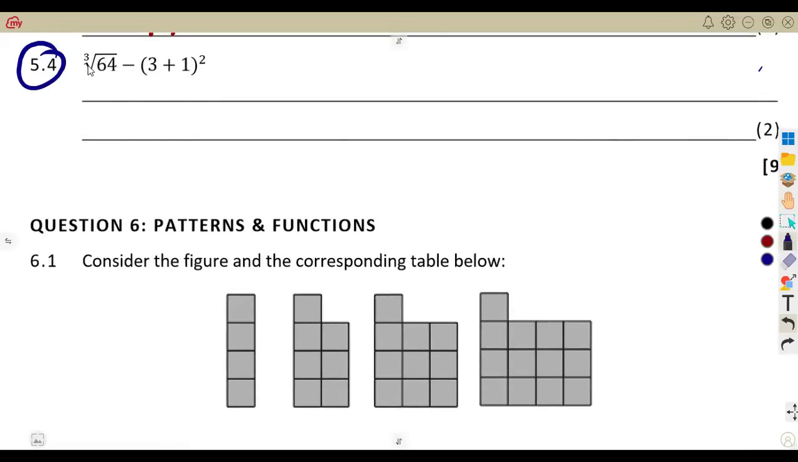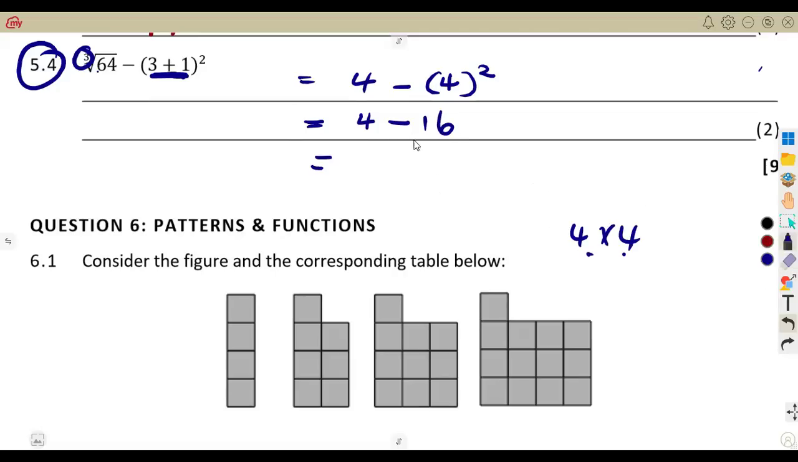On 5.4, we have the cube root of 64. What is the cube root? The number that multiplies itself 3 times to give us 64. So that is 4, 4 times 4 times 4. So we have 4 minus, inside the bracket, 3 plus 1 is 4, raised to the exponent of 2. So we are going to have 4 minus 4 raised to the exponent of 2. That is 4 times 4, which is 16. Then we subtract 4 minus 16, which is minus 12.